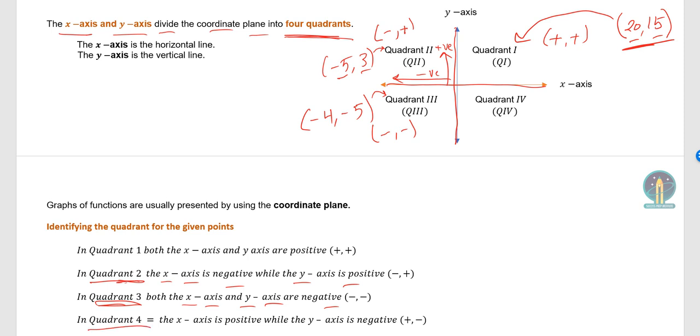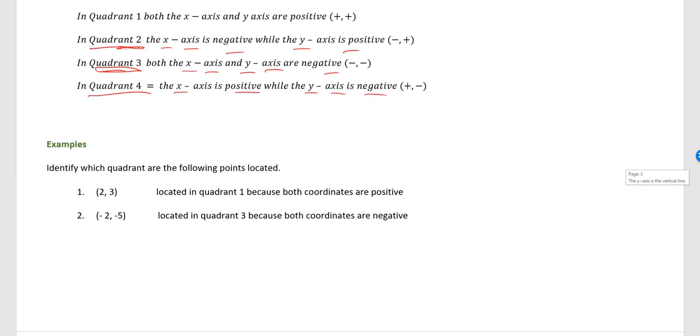And in quadrant 4, the x-axis is positive while the y-axis is negative. So in quadrant 4, you have positive x and negative y. An example of a point in quadrant 4 would be 2 and -4, for example. Okay?